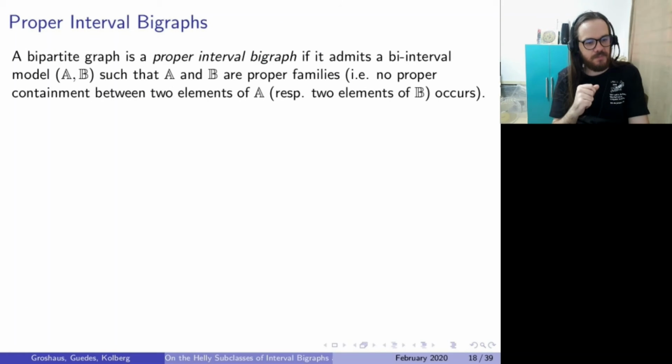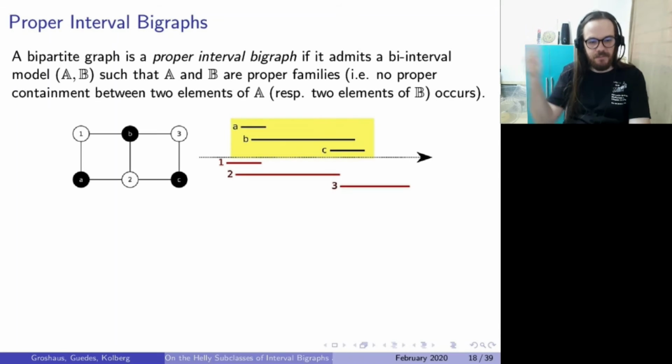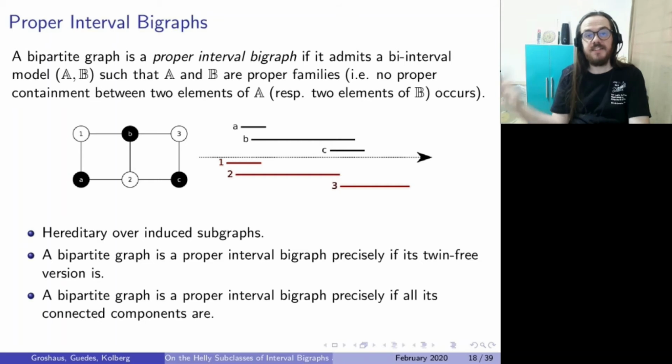So, moving on to the proof that Helly interval bigraphs are a subclass of proper interval bigraphs. A bipartite graph is a proper interval bigraph if it admits a bi-interval model AB such that A and B are proper families, that is, families such that no two elements are contained in one another, as in the following example. Note that the intervals above and below the number line do not contain each other. The class is hereditary, closed for the addition of twins, and such that a graph is in the class precisely if every connected component is.